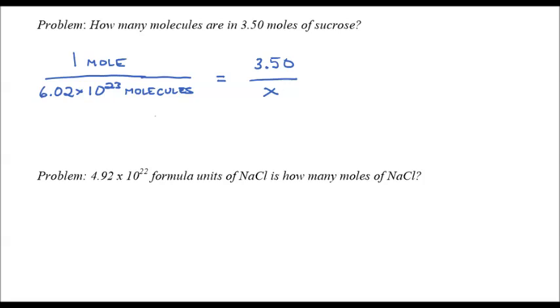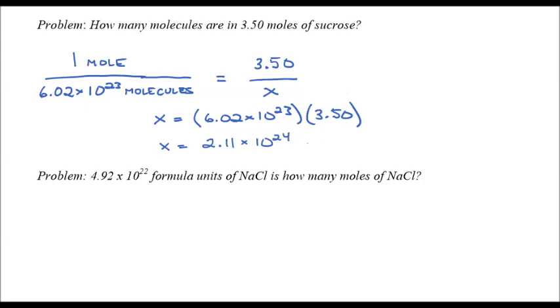We cross multiply, which I'm usually not going to do. This step, I'm just going to show the answer. So x equals 6.02 times 10 to the 23rd times 3.50. When you put these numbers in a calculator, I strongly suggest you use parentheses so that the math operations don't get messed up. And x equals 2.11 times 10 to the 24th. Make sure you have the right unit. How many molecules?